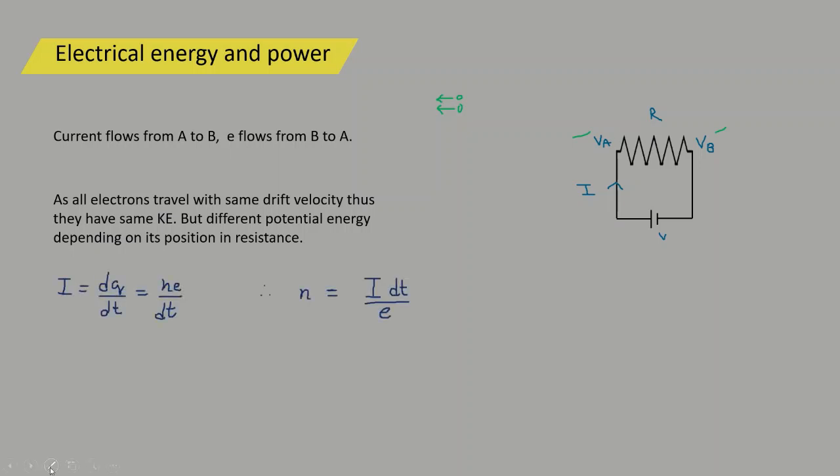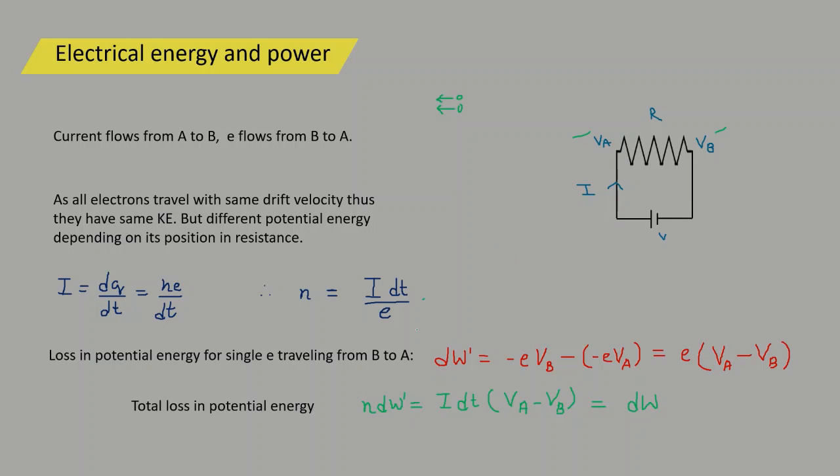Now we can write current I equals dq by dt, and we can replace dq with the amount of charge that flows within time dt, where dq equals n into e. N is the number density and e is the charge, that is, that small amount of charge within time dt. And thus we obtain n equals I divided by e into dt.